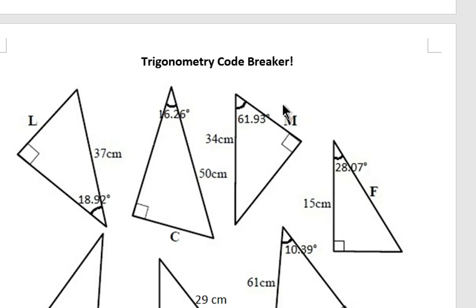We use cos. Start with the long side that's given, 34 cos 61.93. Press equals and you'll get your answer for M.